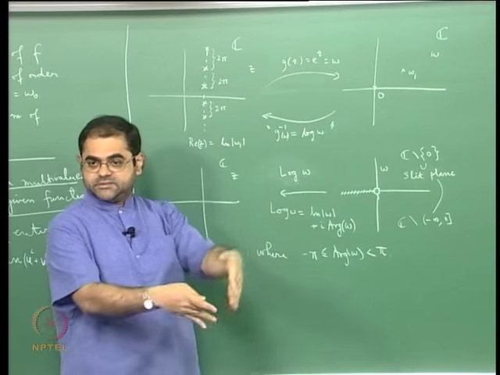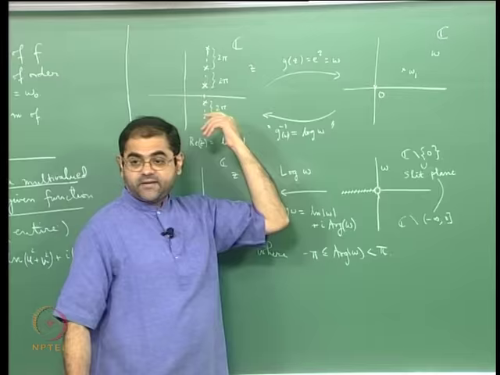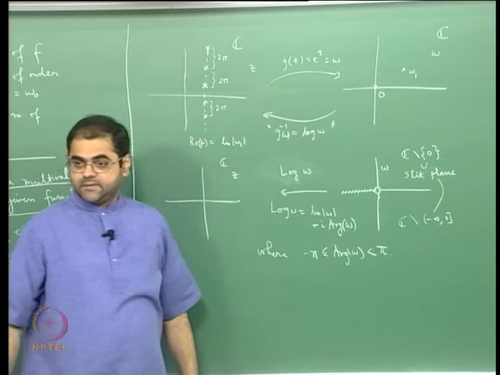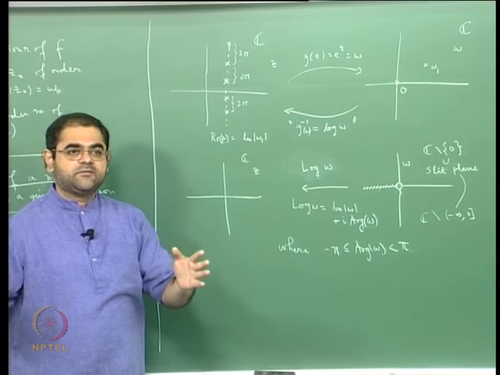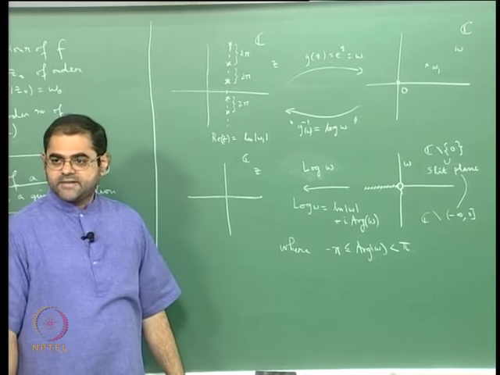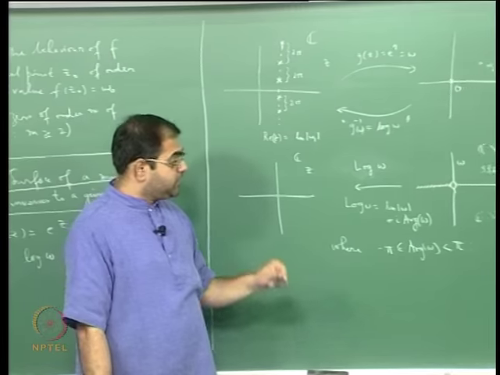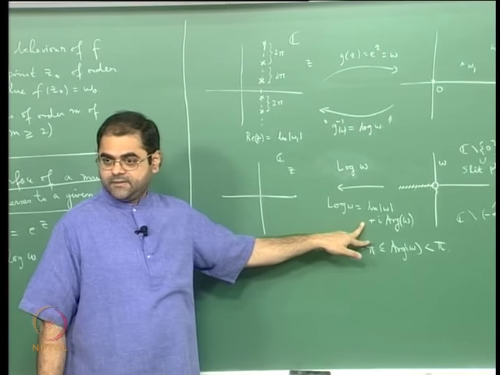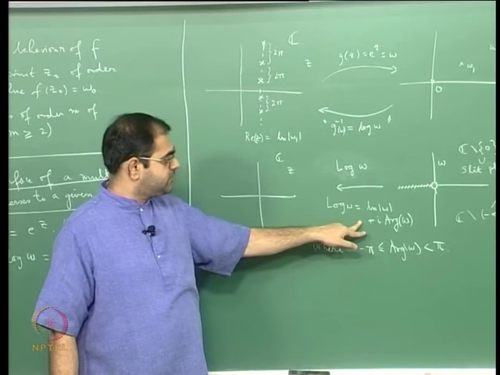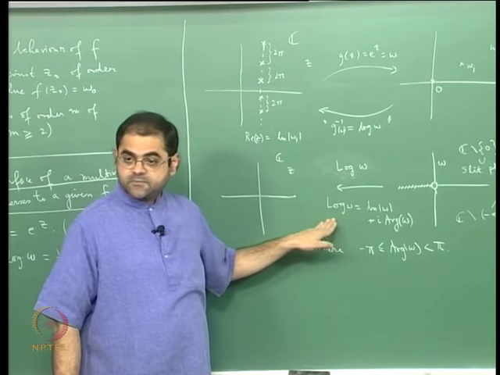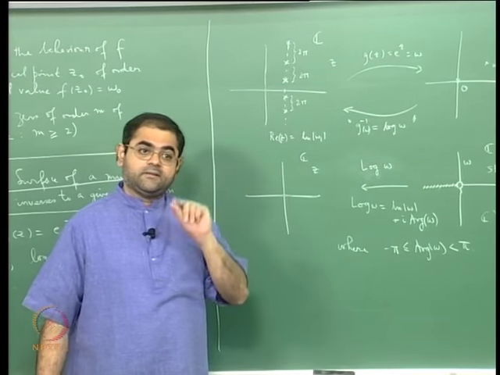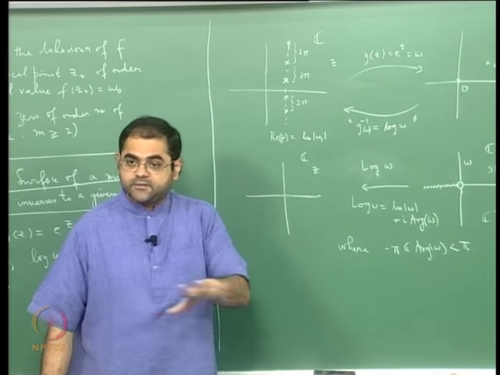So it is a many to one function. So if I think of an inverse function, the inverse function will be multiple valued. In general we call this multiple valued function log, a logarithmic function. But to make it a single valued function you have to take a branch of the logarithm. That branch of the logarithm, for example in this case the principal branch, is defined on the punctured plane. But even though it is defined on the punctured plane it will not be continuous.